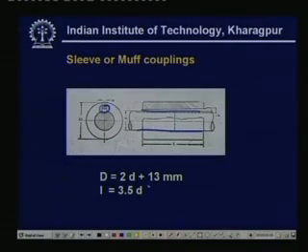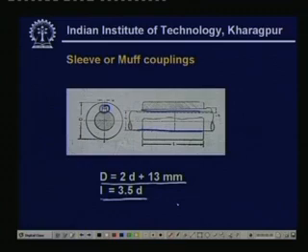Now, what you see here, the usual design data: D, which is the outer diameter of the slip, is equal to 2 times d plus 13 millimeter. Again, this is taken from the standard, and L is normally taken to be 3.5 times the diameter.